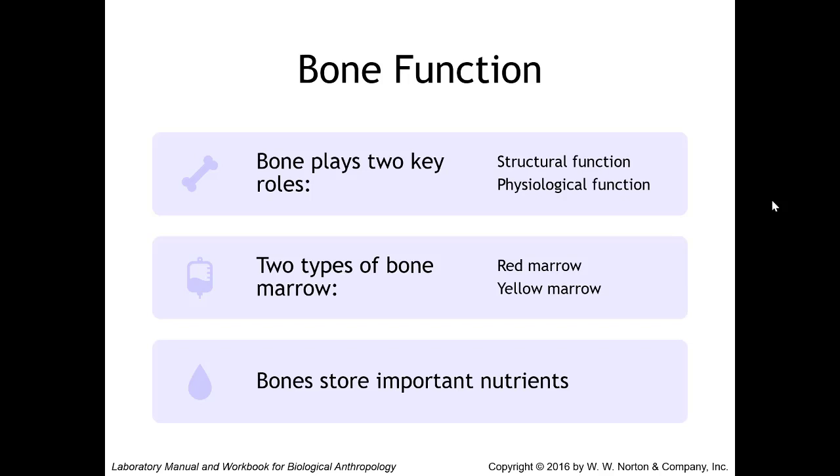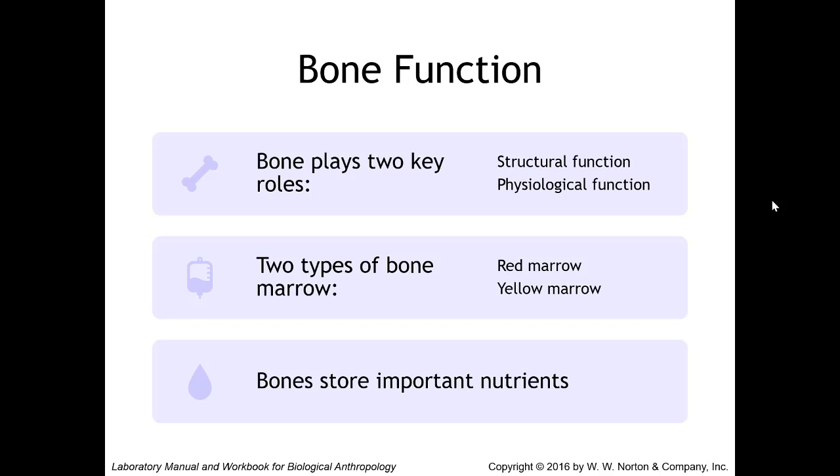So structural support they need, a system of levers to move the body, and a protective structure to protect our organs, right? Ribs protecting heart and lungs, cranium protecting the brain, and pelvis protecting your pelvic organs and all that stuff. So that's the structural function. The physiological function is that the skeleton is an essential part of the normal and healthy functioning of the body. How so?